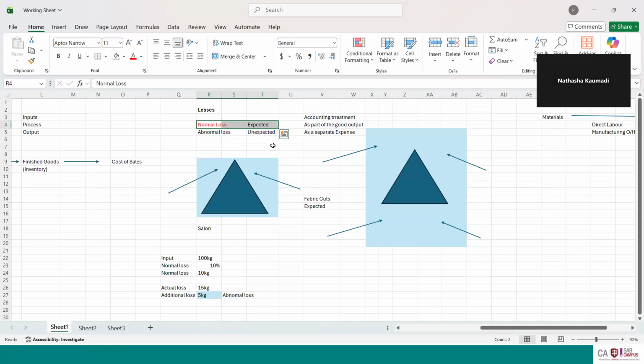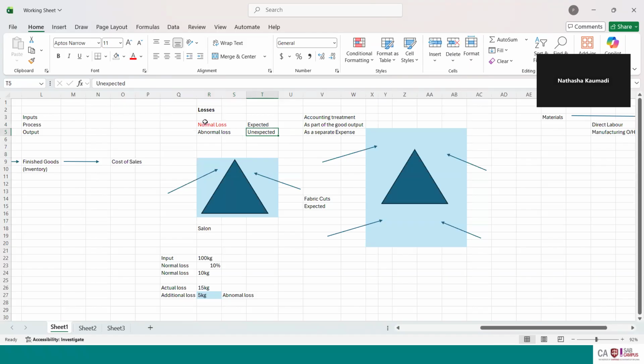Normal loss is expected. But with abnormal losses, if the actual loss is greater than our expected normal loss, that means something abnormal, something unexpected, has happened. So abnormal loss is always unexpected.